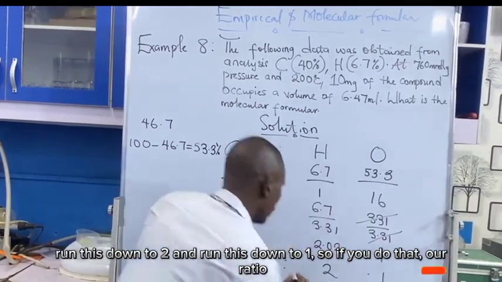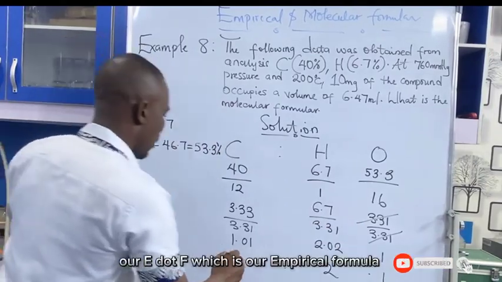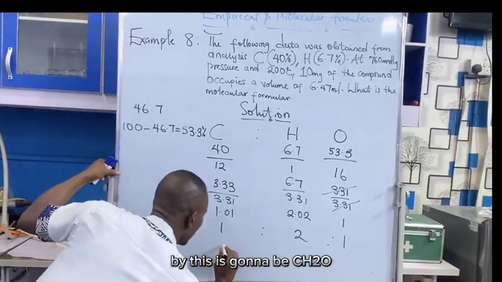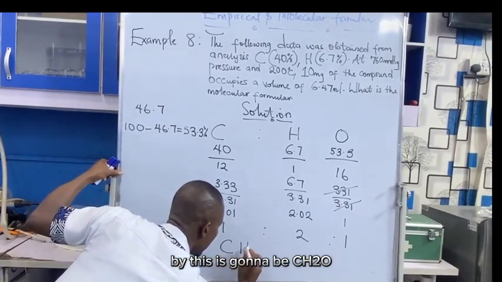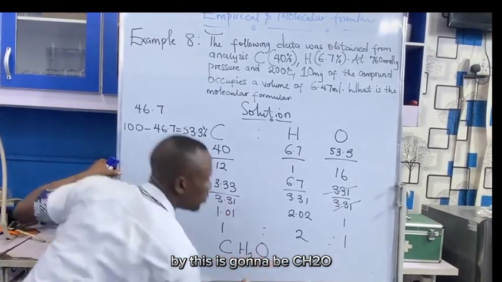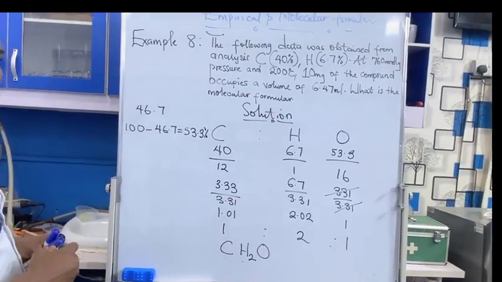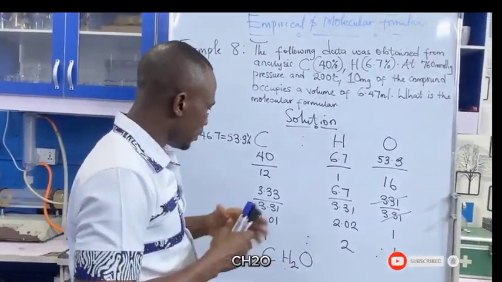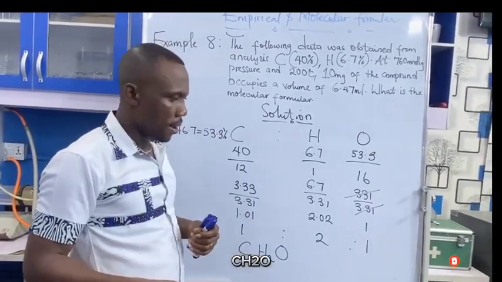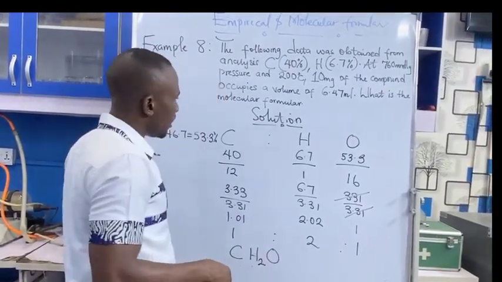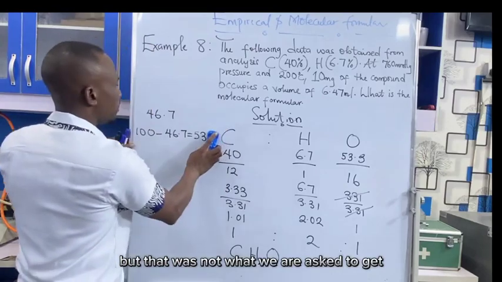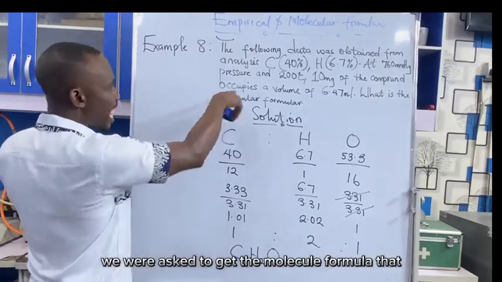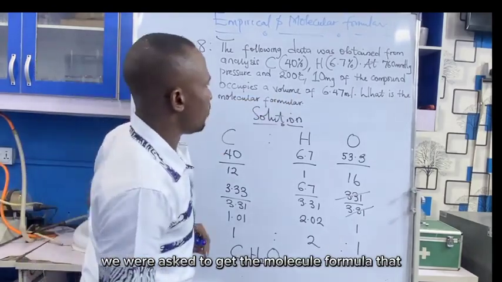So our ratio, our E.F., which is our empirical formula, is going to be CH2O. That's our empirical formula. But that was not what we were asked to get. We are asked to get the molecular formula.